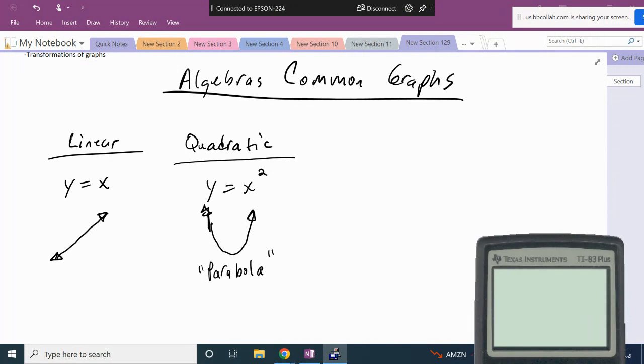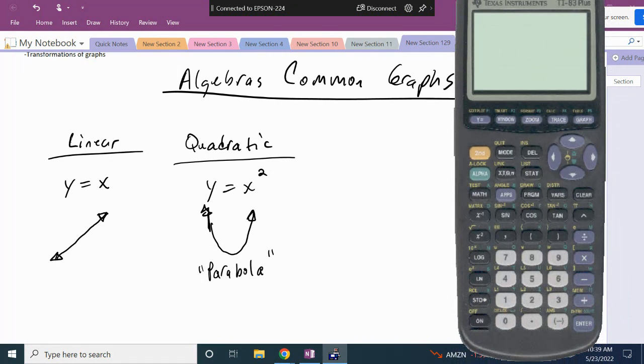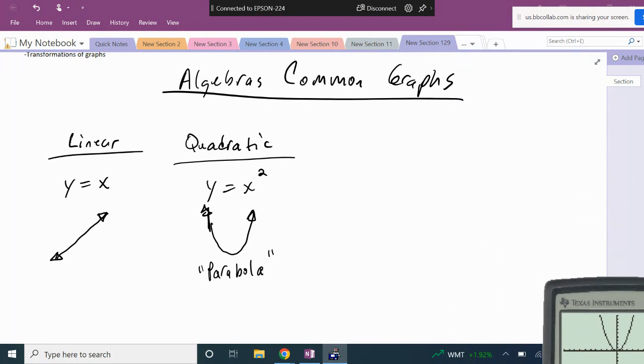All right, so I'm actually just going to graph that on the calculator. If I go to y equals, I'm going to put in x to the second power, and I'm going to hit zoom 6. And we have the parabola, which is a U-shaped graph. So that's the most basic shape of a parabola.